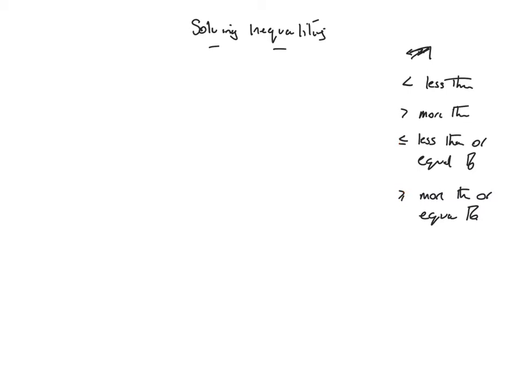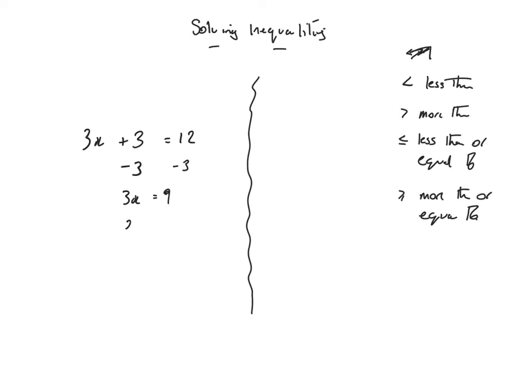Now, when you're solving inequalities, for nearly all inequalities, you solve them the exact same way as you would solve an equation. What does that mean? We'll take you through an example. Let's say that 3x plus 3 is equal to 12. Take 3 off both sides, which gives you 3x equals 9. And then you bring 3 down, divide, and that would be 9 over 3, and x would be equal to 3.